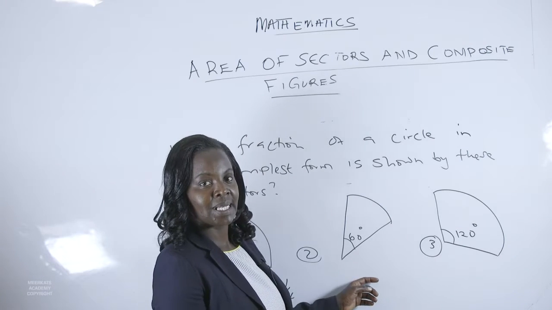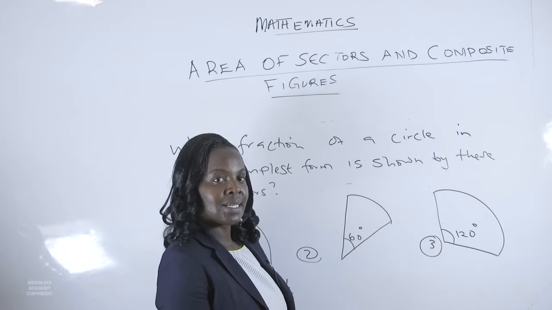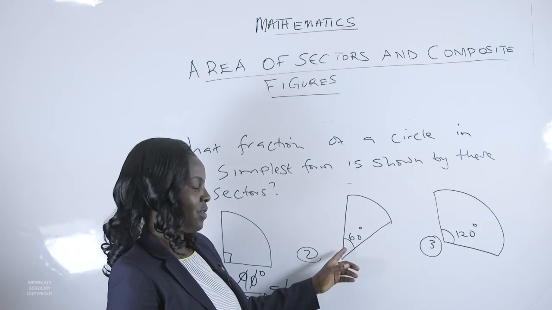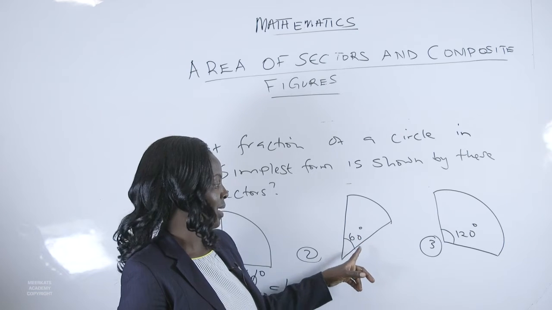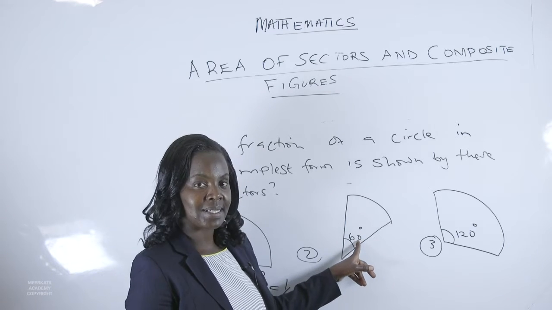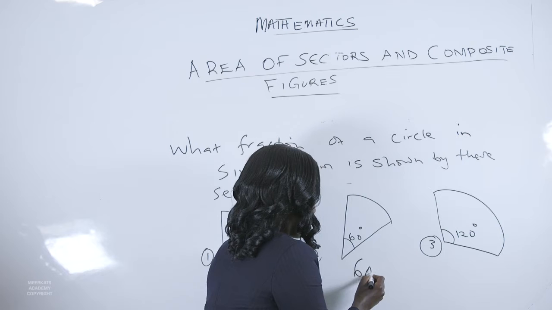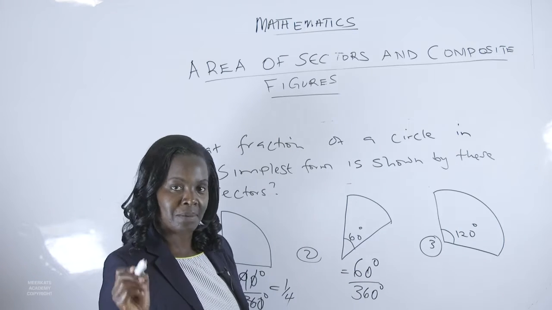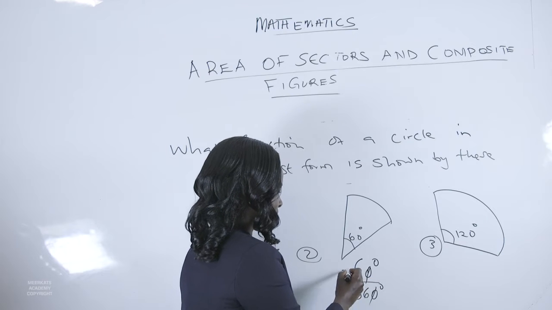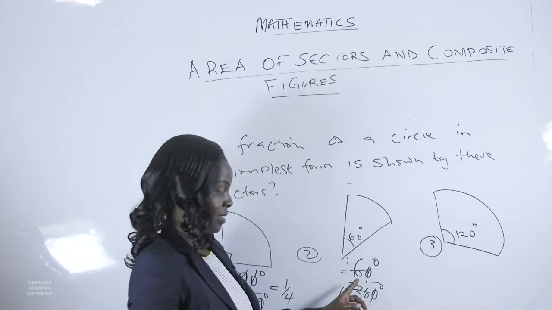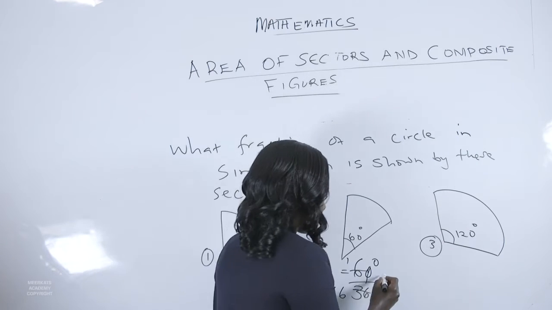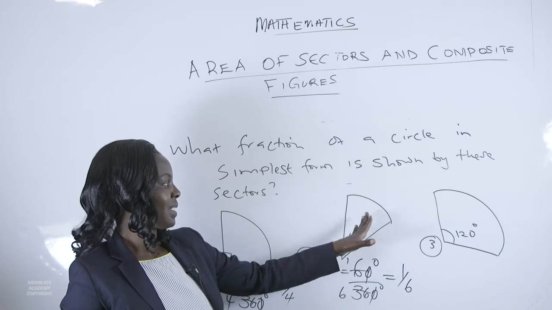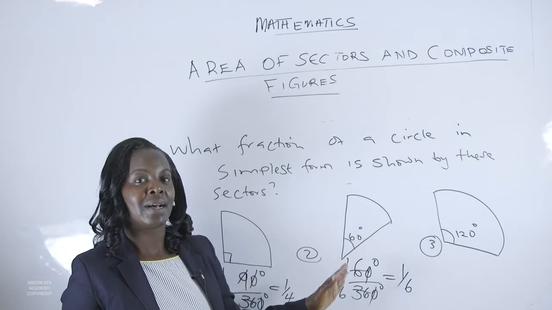What about this one? This sector here is subtended by 60 degrees. What fraction is it? Again, we say the angle at the center, or the angle inside the sector, divided by 360. And again, we remember to simplify. This one cancels out. 6 goes into 36 6 times. The fraction of a circle, this one is 1/6 of a whole circle.